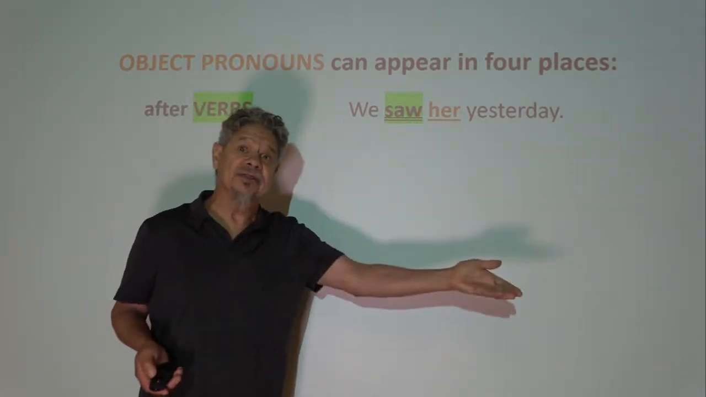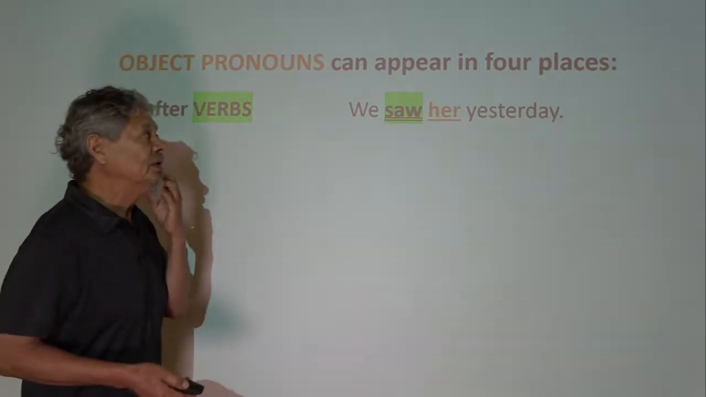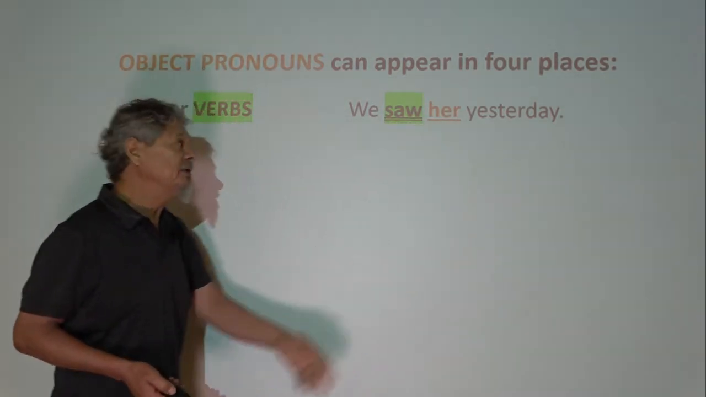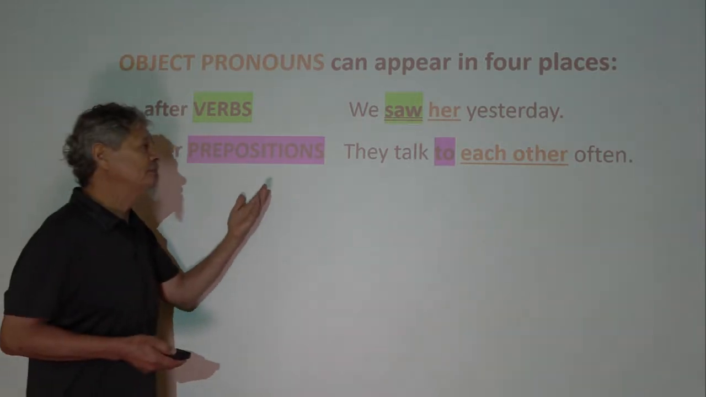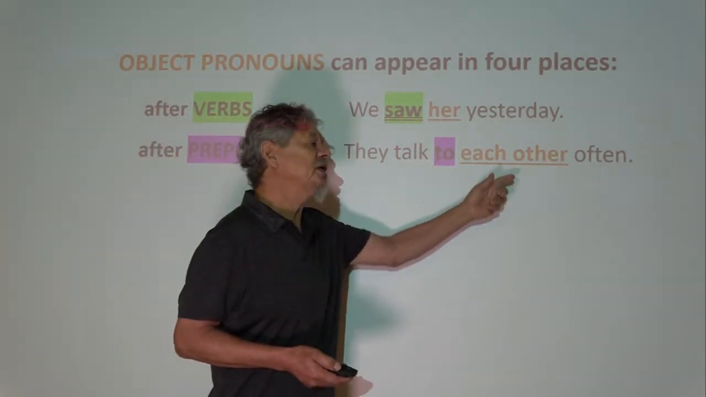we saw each other. So object pronouns are very important because we can also use them after prepositions. They talk to each other often.